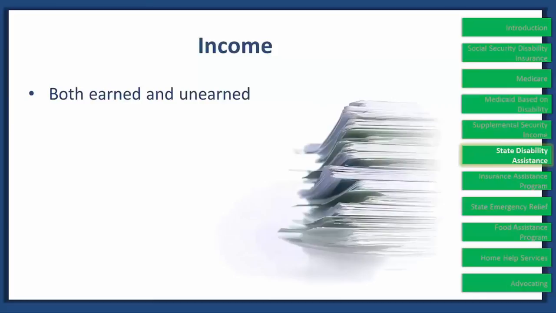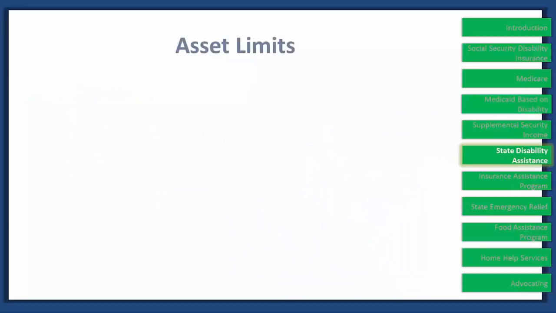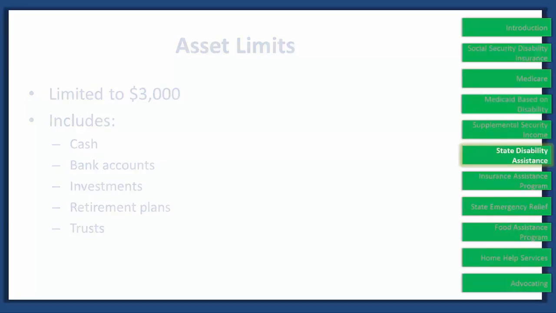Both earned and unearned income can reduce the SDA amount. Examples include wages, self-employment earnings, rental income, Social Security benefits, and veterans benefits. Cash assets are limited to $3,000 and include cash, bank and credit union accounts, investments, retirement plans, and trusts.